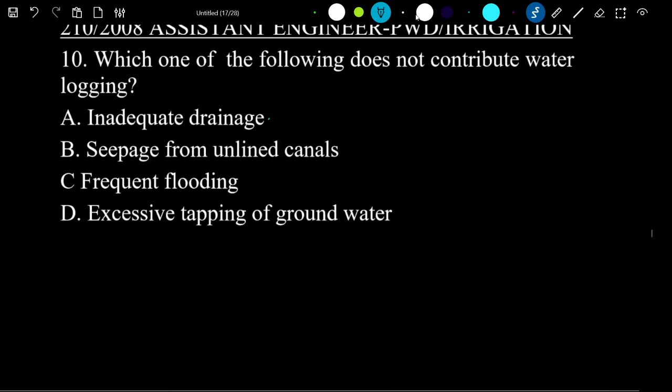Next question is, which one of the following does not contribute towards waterlogging? So waterlogging, first of all, we need to understand what waterlogging is. It is a condition where the soil becomes saturated with moisture. In some situations, the water table may rise and the surrounding soils will all be filled with water. Now, in such a situation, the land becomes less productive.